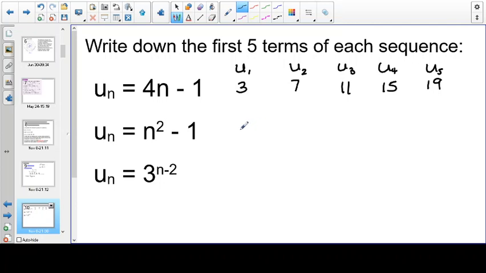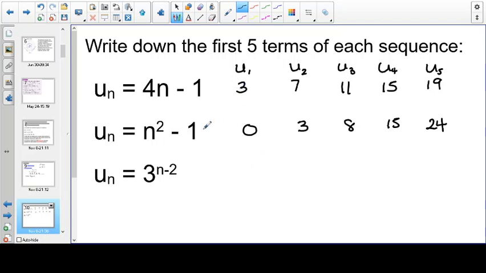This one, U1, if I put 1 in there, I'll get 0. If I put 2 in there, I'll get 3. If I put 3 in there, I'll get 8. 4 squared take 1 is 15. 5 squared take 1 is 24. This is a quadratic sequence.